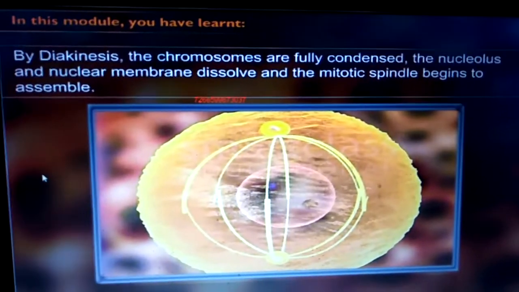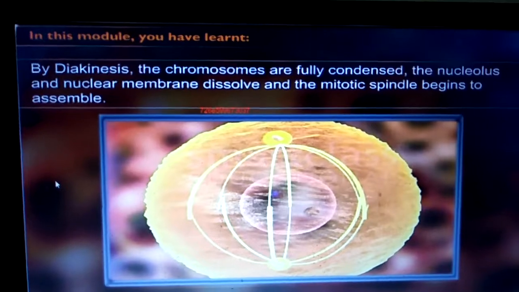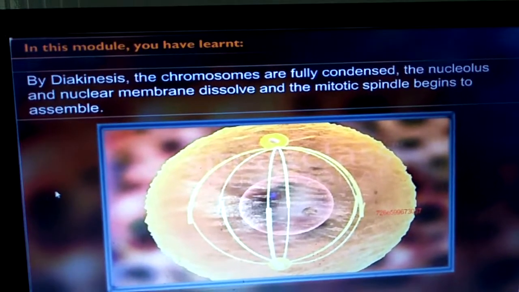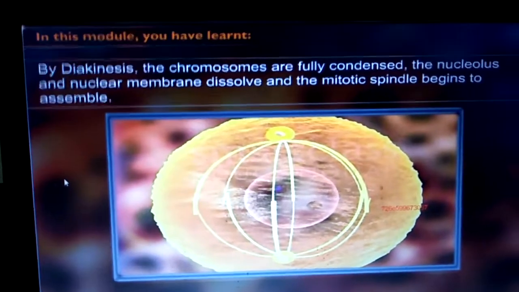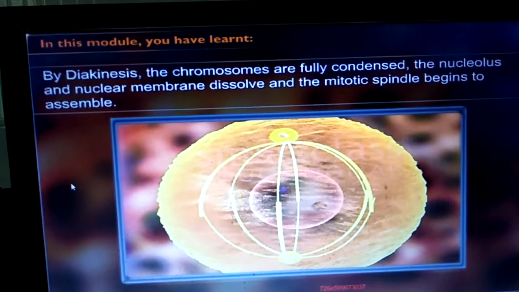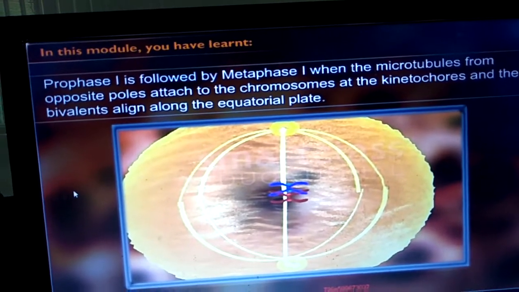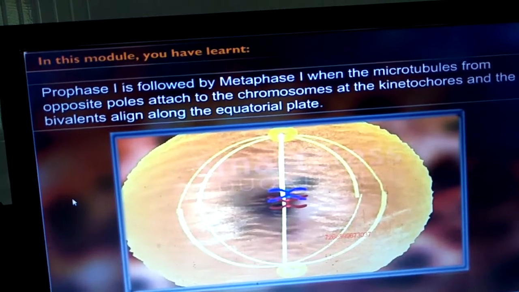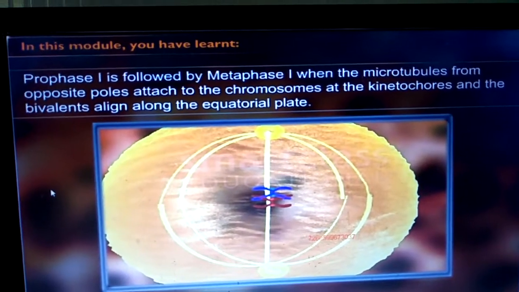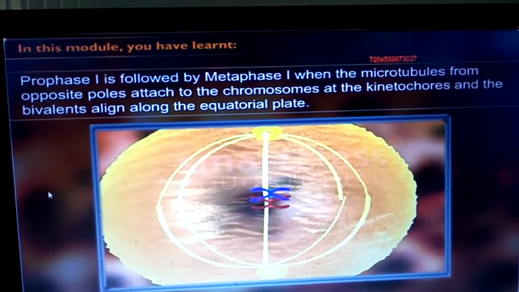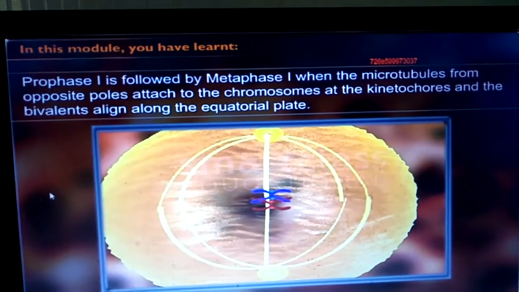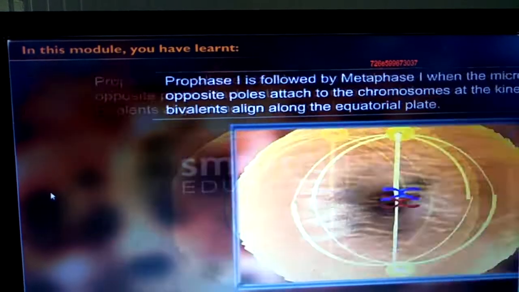By diakinesis, the chromosomes are fully condensed, the nucleolus and nuclear membrane dissolve, and the mitotic spindle begins to assemble. Prophase 1 is followed by metaphase 1, when the microtubules from opposite poles attach to the chromosomes at the kinetochores and the bivalents align along the equatorial plate.